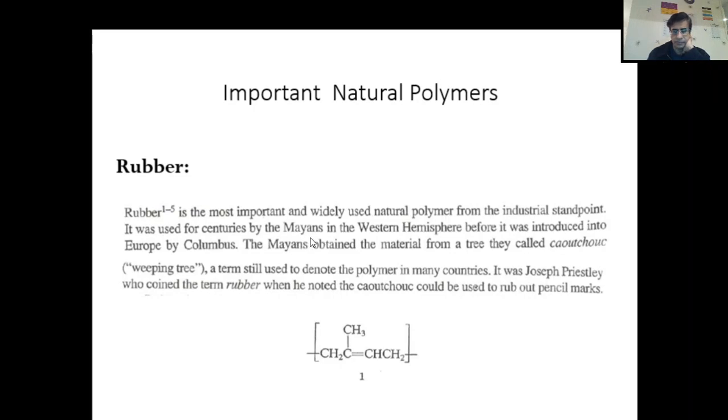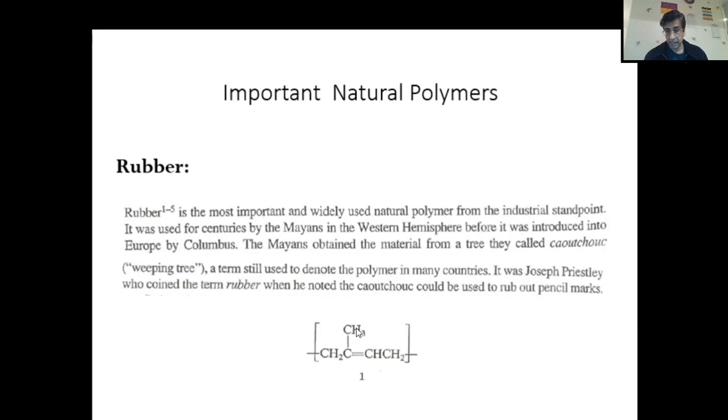Long ago, the Mayans, who lived in the Western Hemisphere, used this material before Columbus introduced it into Europe, and they called it caoutchouc, which means weeping tree. Some people in the world still use this terminology. But Joseph Priestley was the one who used the term rubber for the first time, because he noticed that this material can rub out pencil marks, so he gave it the name rubber.